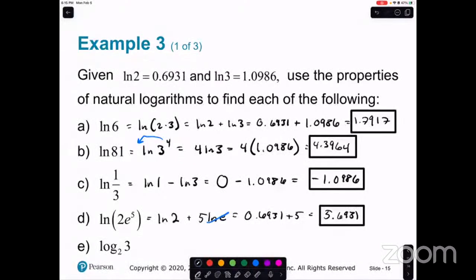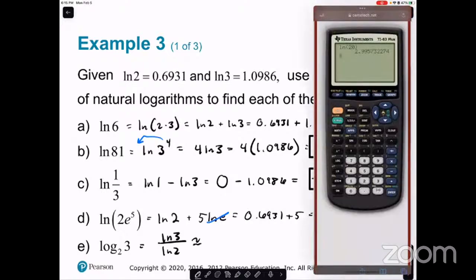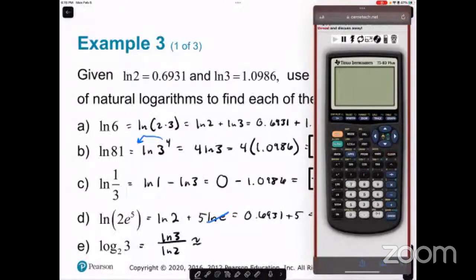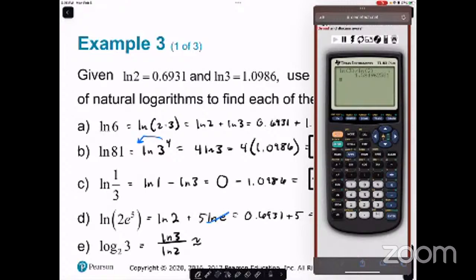We can use the change of base formula for e. So in a calculator, we can just do the natural log of 3 divided by the natural log of 2. Or we could have done the log of 3 divided by the log of 2. We should get the same result in either case. 0.5849, so 0.5850.